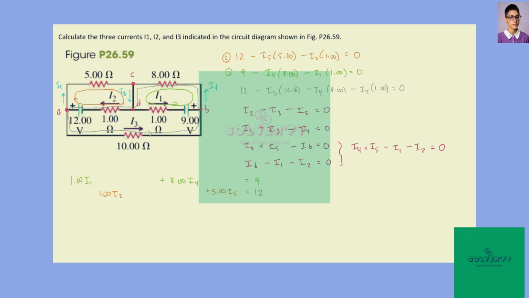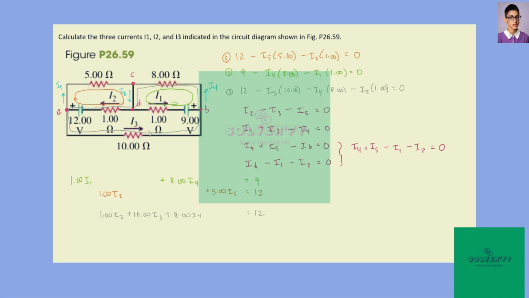And then third, again, all of my currents are going to come to one side. There's still no I1 term for this one, but we will have a 1.00 I2. And we're going to have a plus 10.00 I3, although the 0.00 really doesn't matter, but we're just copying it directly. And then plus 8.00 I4 equals 12.